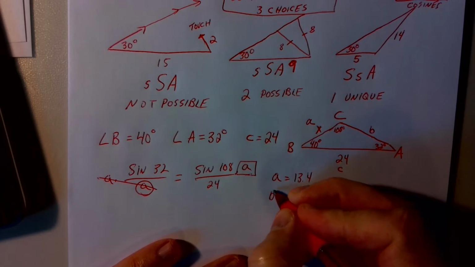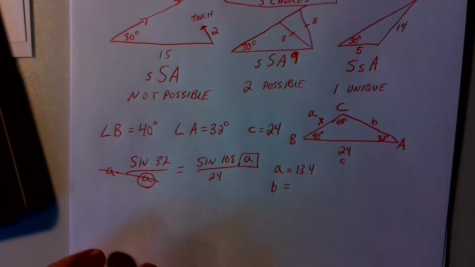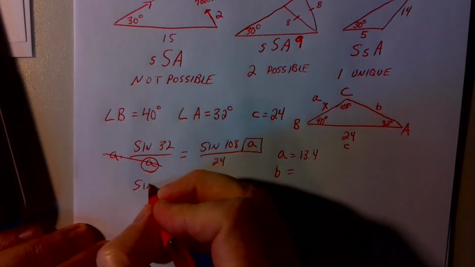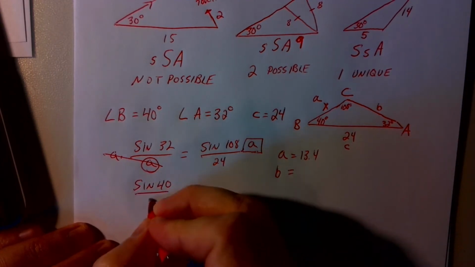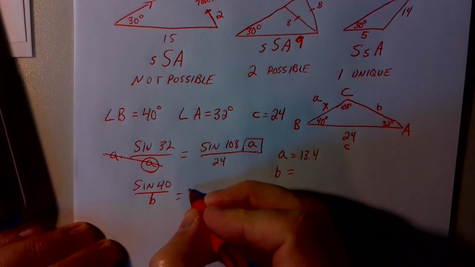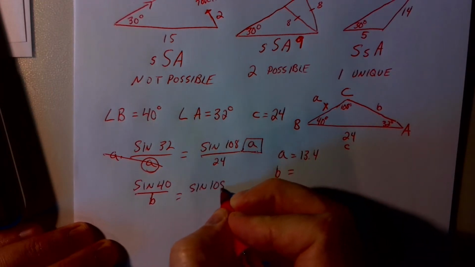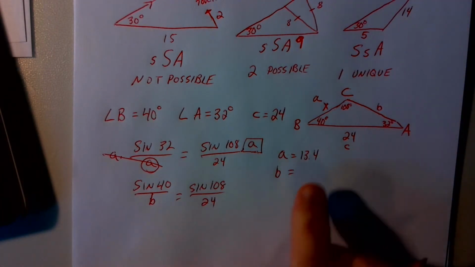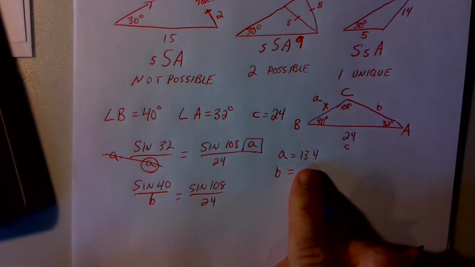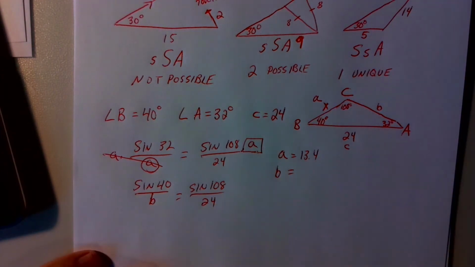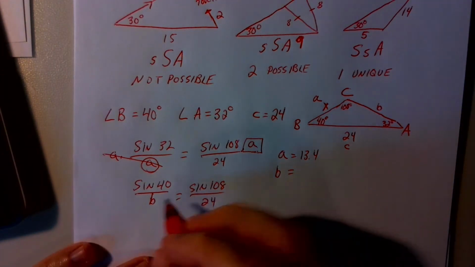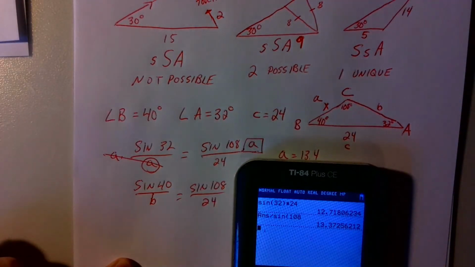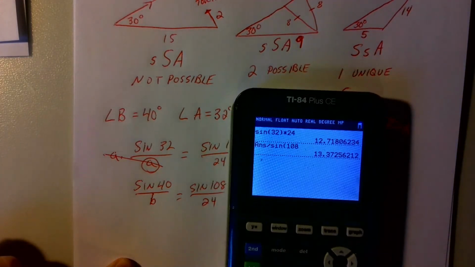And now let's go ahead and find little b. If you want to, you can pause the video and try it on your own. Sine of 40 over little b equals sine of 108 over 24. I'm going to use the 108 over 24 again, so I'm not using the rounded 13.4, because technically it was 13.37256-ish. Same thing again here. I'm going to bring the b up, so I'm going to do sine 40. There we go, clear.